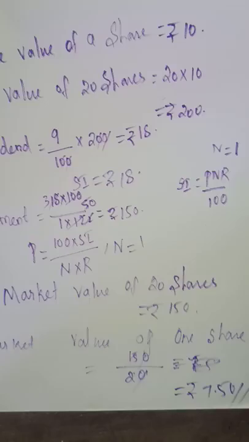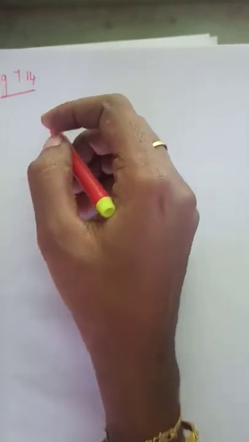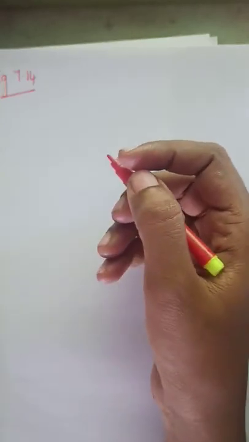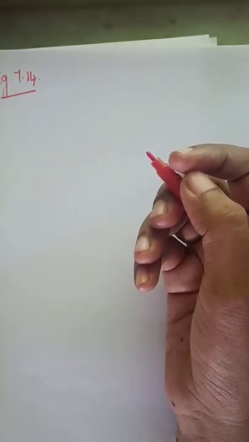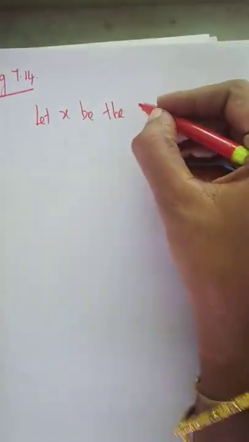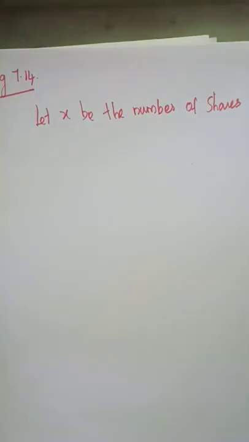Example 7.14. Read the question from your book. If the dividend received from 10% of rupees 25 shares is 2000, find the number of shares. We are going to consider the number of shares as an unknown value. We don't know the number of shares, so let small x be the number of shares.